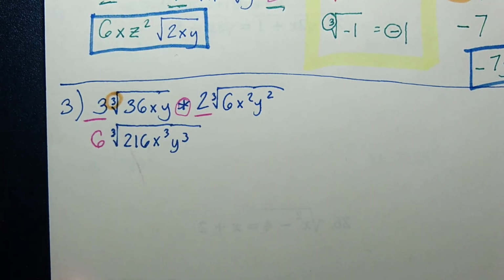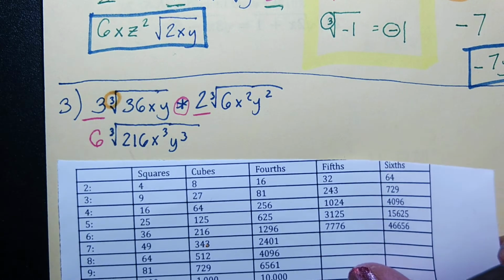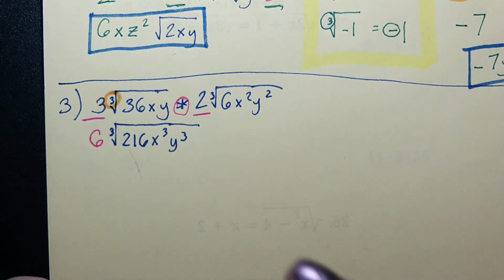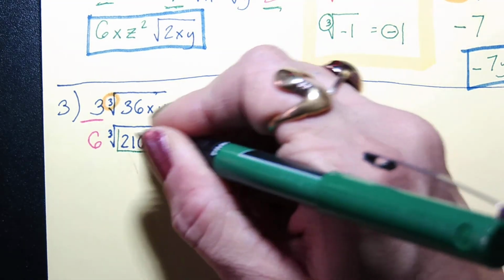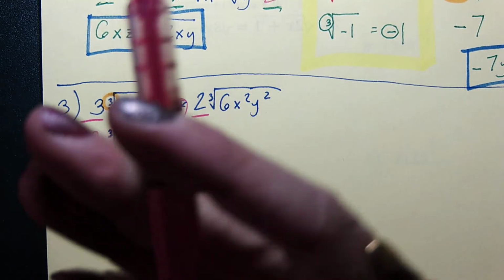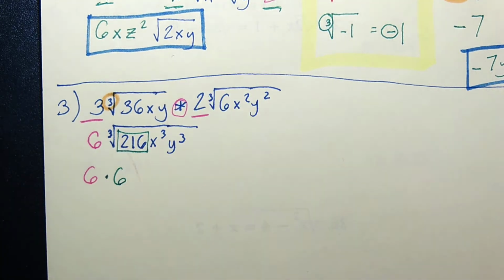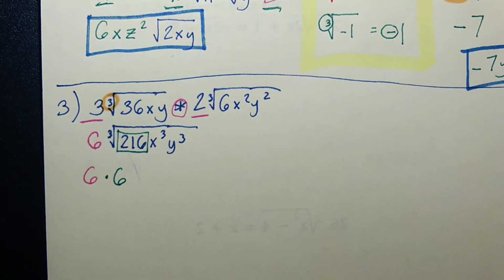So we look at 216, and then we look at our happy little cube sheet. Is 216 a perfect cube? Yup, and its cube root is 6. So I've got that 6 that's already on the outside, and then I'm going to get an additional 6 from taking the cube root of 216.